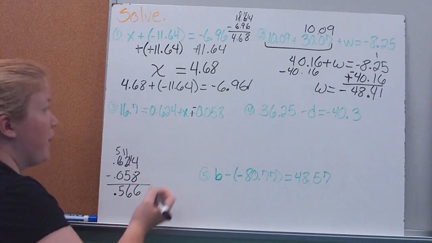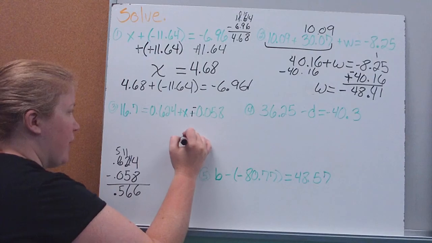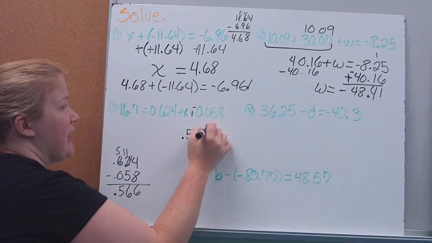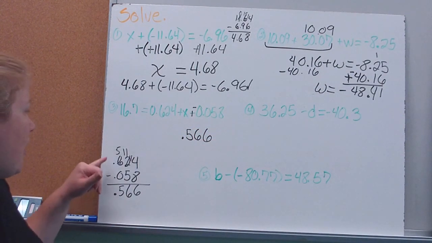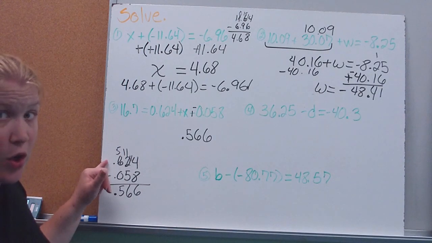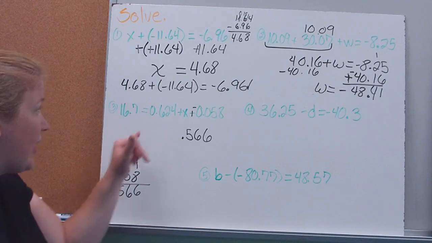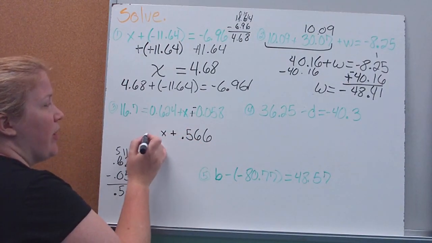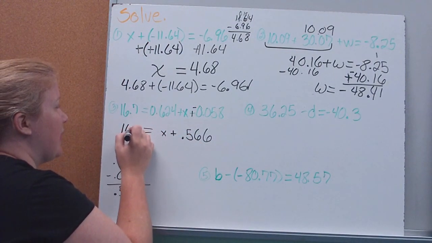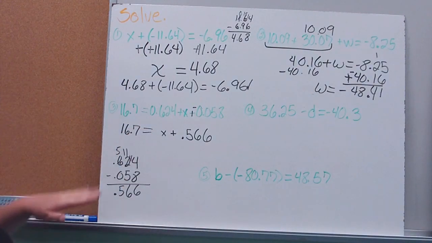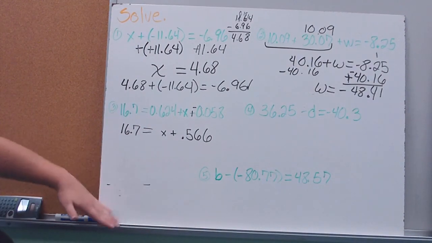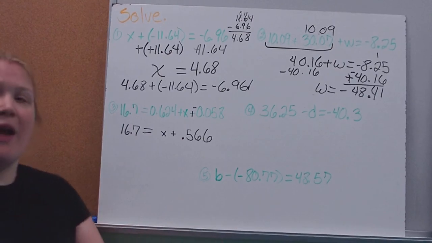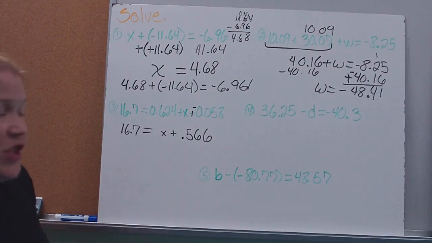5, your decimal. When I subtract the 2, I wind up with 0.566, then I need to determine my sign. 0.624 is the larger number, the larger absolute value. It was positive, so this is positive. So I have x plus 0.566 is equal to 16.7. Sorry, I'm going to erase my work over here so I have room to write. Now I have an equation, a simple equation that I can solve.